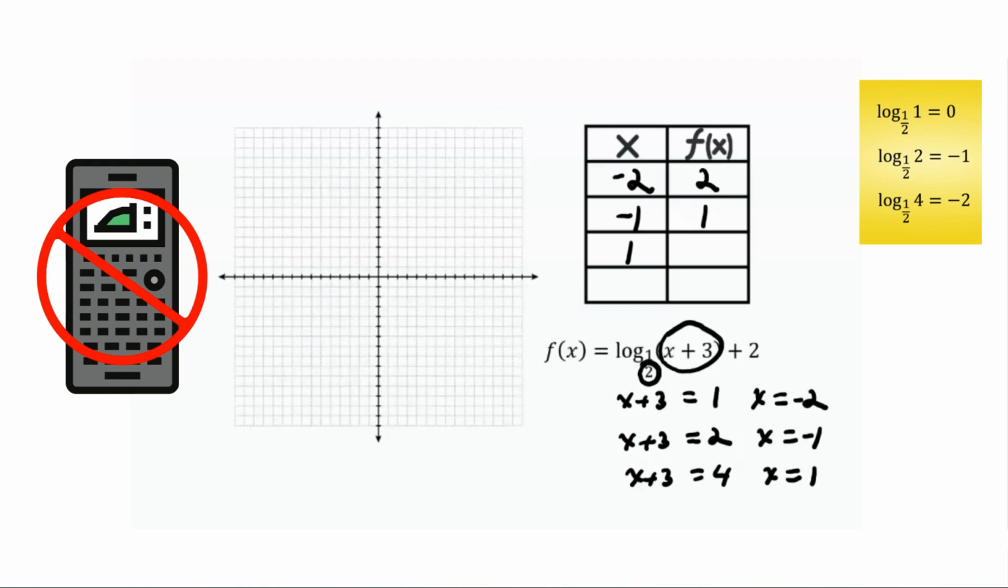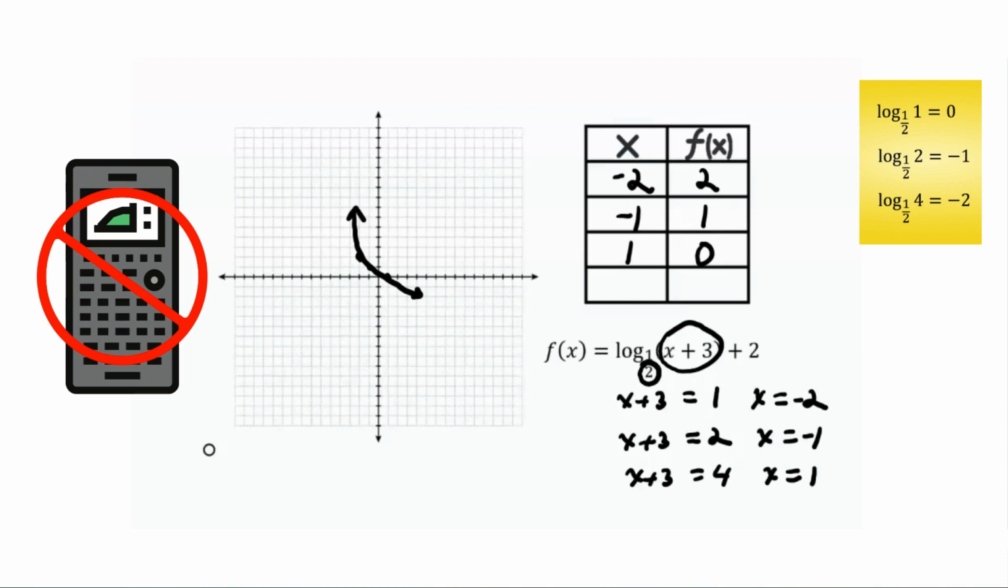All right, same thing with x equal 1. If we plug it in, we get log base a half of 4. Well, 1 half to the negative 2 power is equal to 4. So we get negative 2 plus 2, which is 0. So we have our 3 points. So negative 2, 2; negative 1, 1; and 1, 0. The vertical asymptote is now at x equal negative 3, so this graph is hugging negative 3, and then we have a decreasing function.